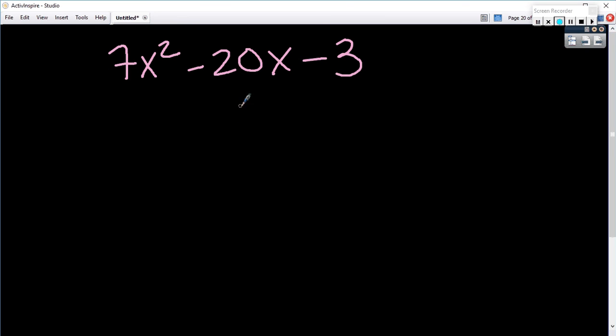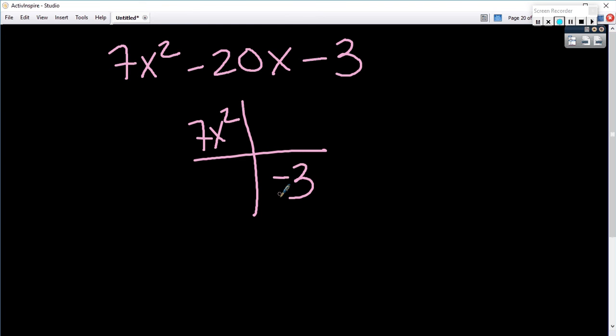So, the first box is what? 7x squared. What goes in the last box? Negative 3. Multiply these two things together, and what do you get? Negative 21x squared. Now, here's where you have to think. Because my signs are mixed, I need one positive, one negative. Okay? What multiplies to negative 21, but adds, remember I got to keep up with the signs, it's got to add to negative 20.